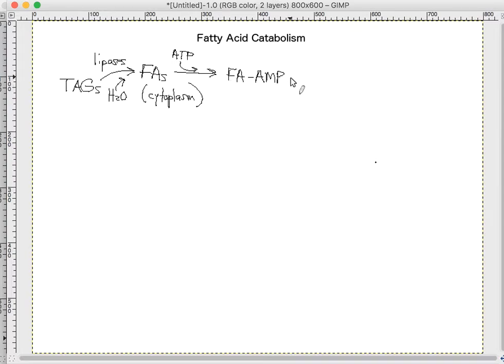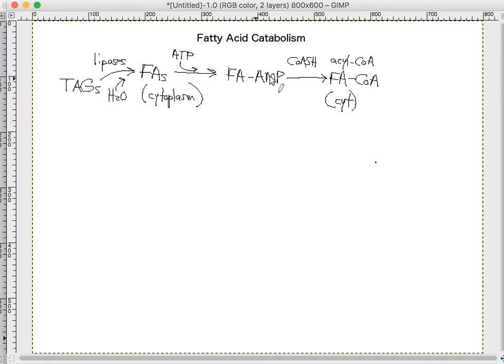Now, once we've coupled that fatty acid to the AMP, we can couple it to our coenzyme A. And this is what we call our acyl-CoA. It's not necessarily an acetyl-CoA. It could be a much longer carbon chain than just two carbons, so we call it an acyl-CoA. We're still thinking this is cytoplasmic. We haven't changed anything. We've just coupled it to the CoA.